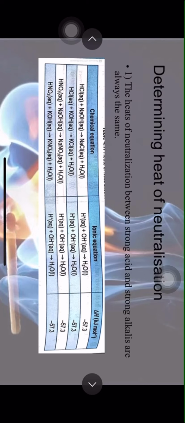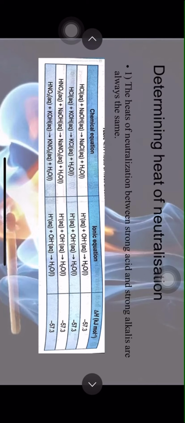H+ plus OH- will become 1 mole of water. This is the energy level diagram for neutralization between strong acids and strong alkali. H+ plus OH- is the reactant, and the product is H2O. Don't forget to put ΔH equal to -57.3 kJ. Remember how to draw the energy level diagram: when the reaction is exothermic, you draw the energy level diagram like going down the stairs.